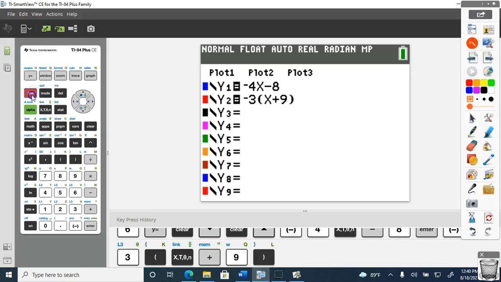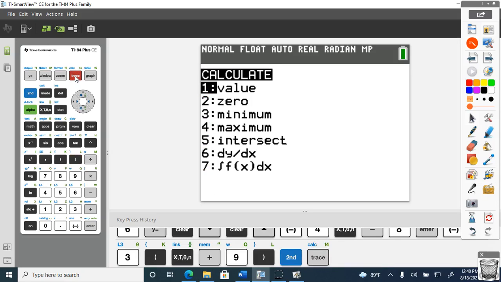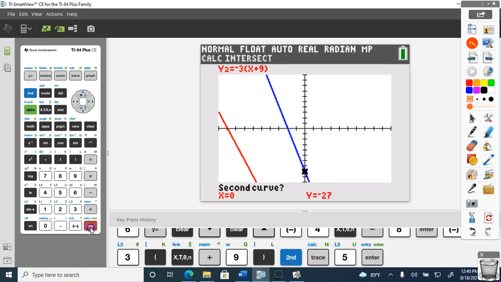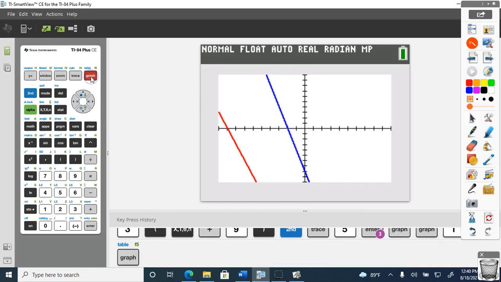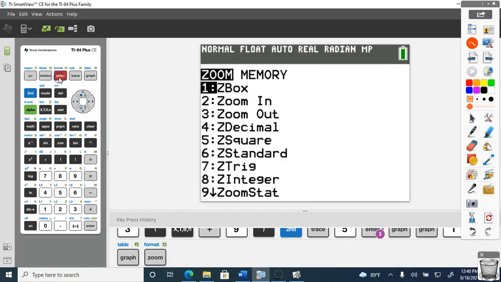Intersecting. So you can hit second trace, number 5, enter, enter, enter. Oh my goodness. It's 19, negative 84? 19, negative 8. Well, it didn't look like 19, negative 84. It looked like my graph. Well, let me hit 1. Looks like they're parallel, but they're not. So let's, what can we do on our calculator? We hit zoom out.